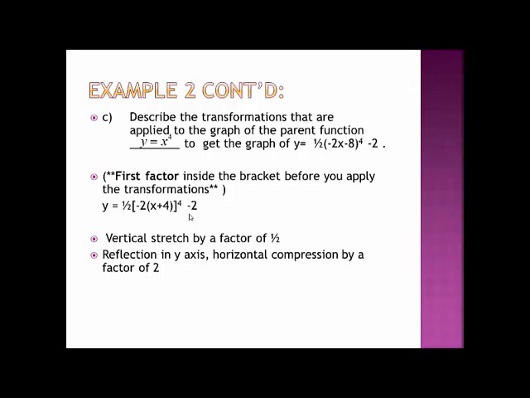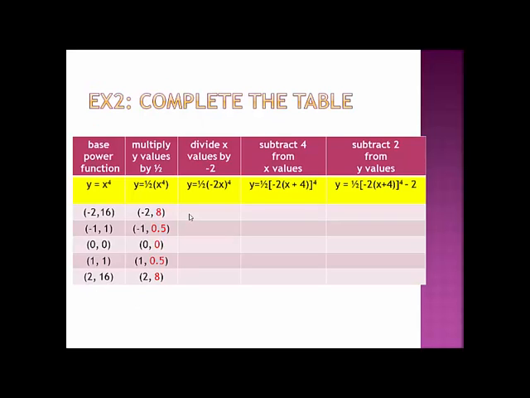Now we can describe our translations. So we move horizontally 4 units to the left, and vertically we move down 2 units. So let's do the same thing as before. We're going to use a table of values, start with our parent function, the key points, and we're going to change those key points. The first thing we're going to do is apply the vertical stretch by a factor of half. So we're going to multiply the y values by half.